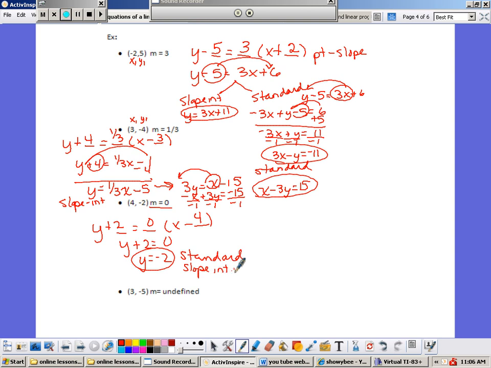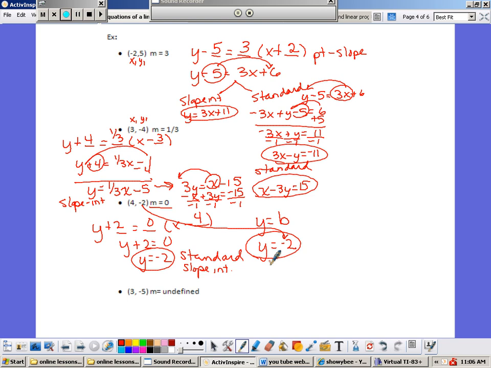But it's better to understand that when you see that it has a slope of 0, you're going to have a horizontal line. And the horizontal line is always in the form of y equals b. So y equals whatever y coordinate you have, negative 2. So you could have gotten it without having to go through all that. Now, if you have to go through all that, that's fine.